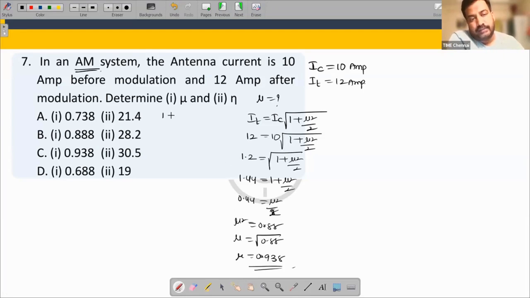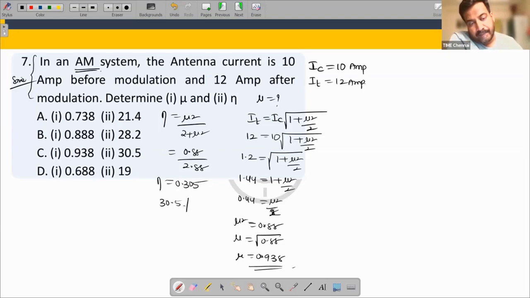Now, eta. Input is not mentioned, so by default it is sinusoidal input. Mu square by 2 plus mu square, 0.88 by 2.88, 0.305, 30.5%. Option C is the answer.